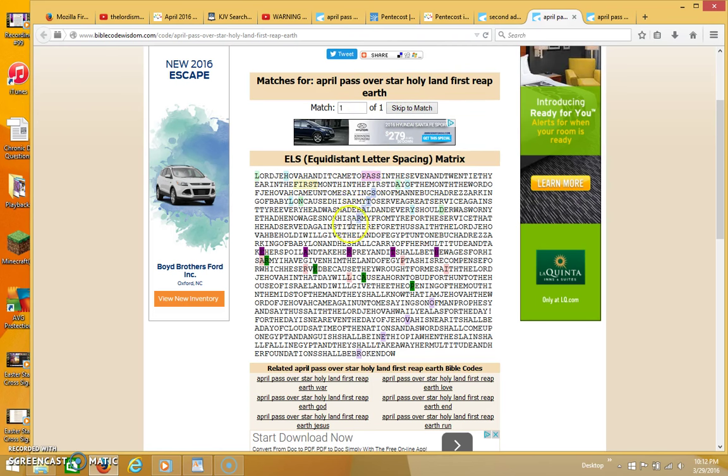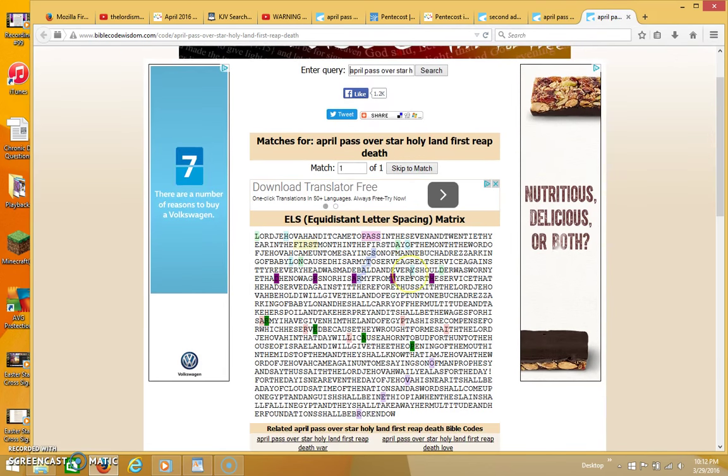It had Pass, Star, it had Earth over here, Reap, and then April here in the light red, and over for Passover, first month, first day of the month, Star. Okay, so that's what I started with, and then I'll go to the next one.